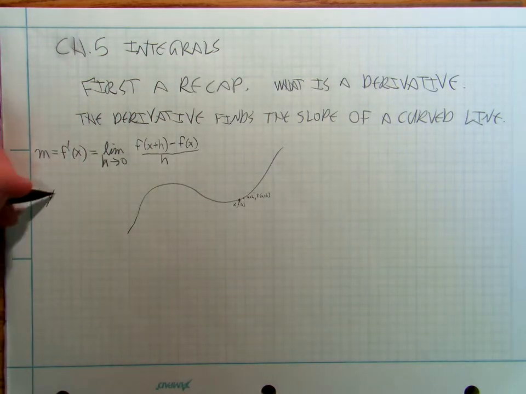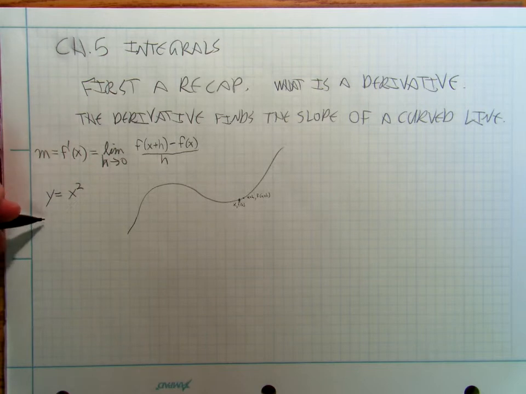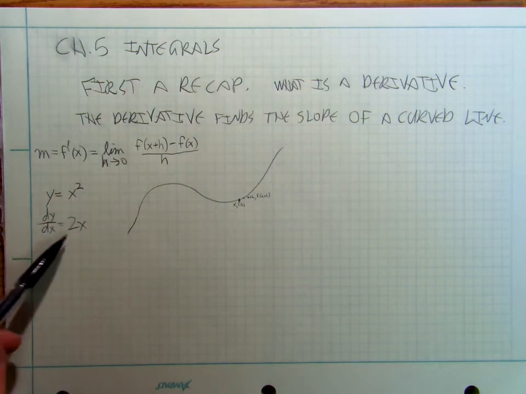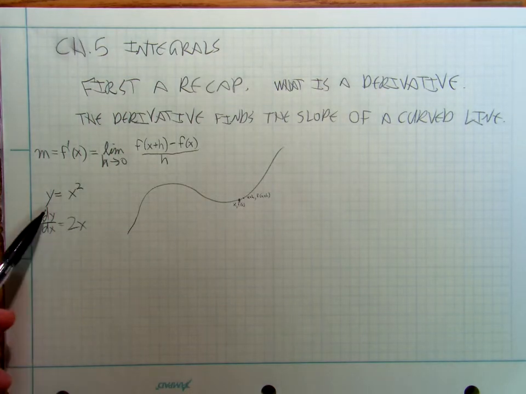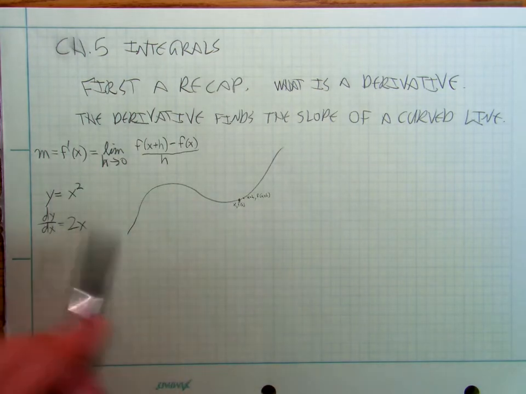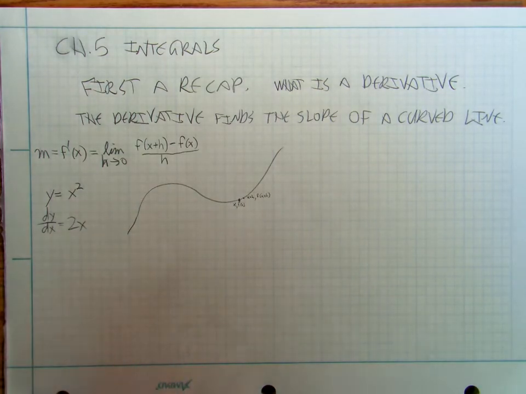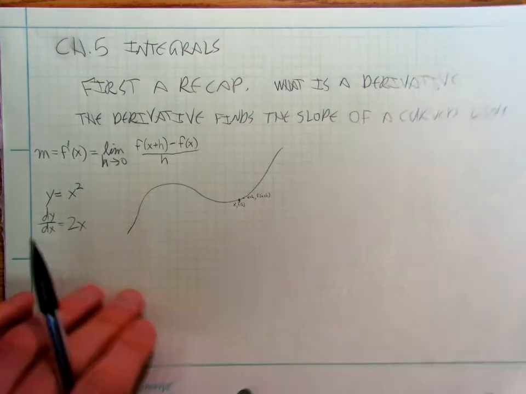So you can get really fast, and you can say, oh, well, if you've got y equals x squared, there's the power rule trick, dy/dx equals 2x. And so that's the slope of the function y equals x squared. Okay, so there's all the tricks, and I'm not going to go into all of them because we're moving on.